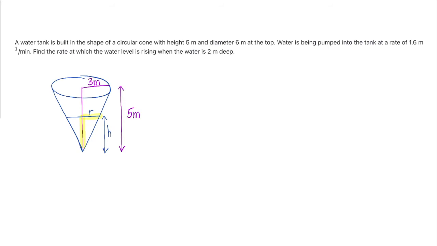Now we're going to let the capital V be the volume of the water. So we have a rate. They're giving us the rate of 1.6 cubic meters of water being added. So that's a volume that's being added. So we can say that the rate at which the volume is changing with respect to time is going to be 1.6 cubic meters per minute.